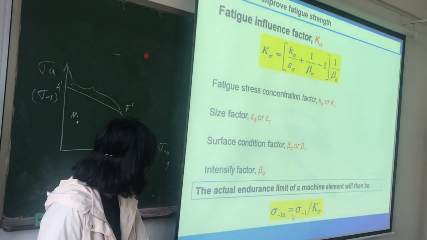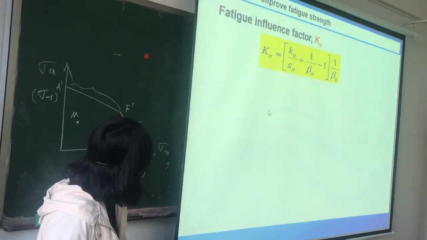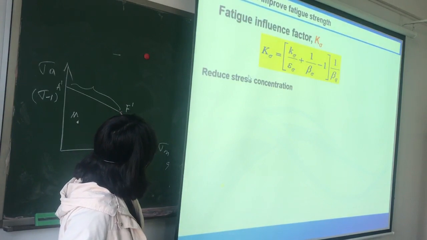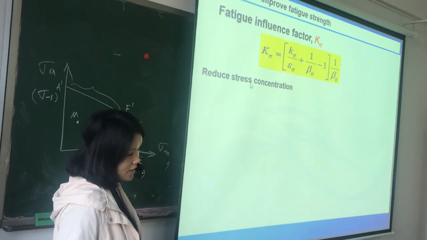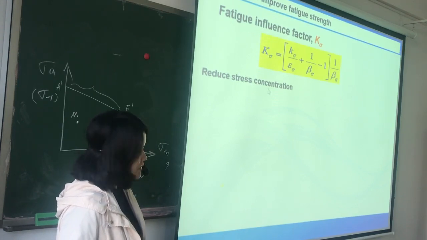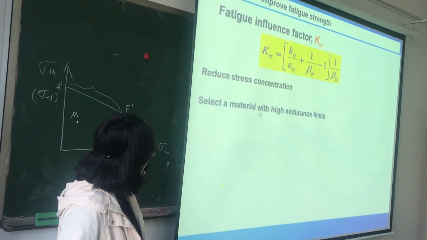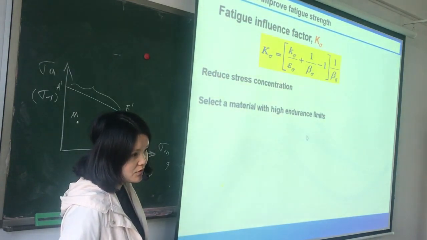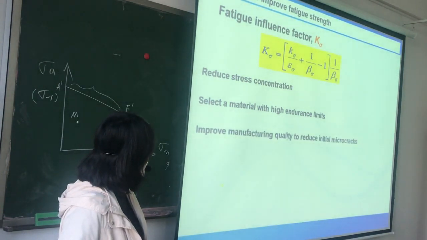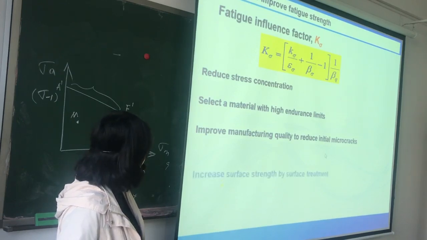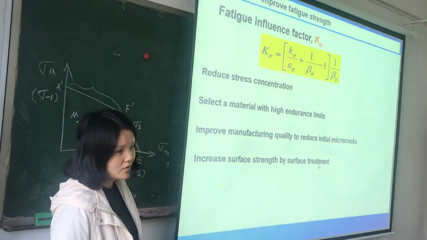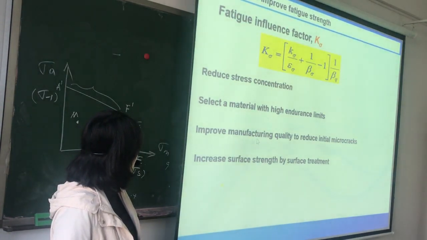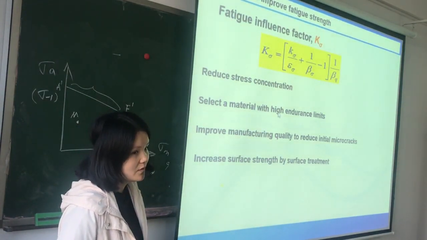So the methods to improve fatigue strength: reduce stress concentration and select a material with a high endurance limit, improve manufacturing quality to reduce initial micro cracks, and increase surface strength by surface treatment. So these are the methods to improve fatigue strength.